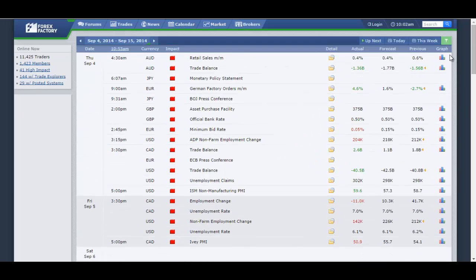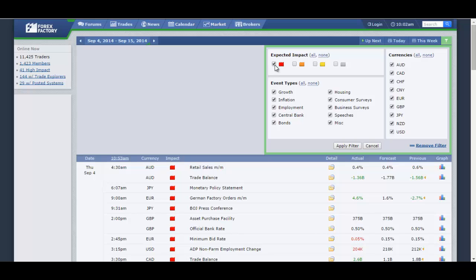You can easily do that by filtering out minor announcements and selecting only the high impact. You can also filter out whether you want to do growth, inflation, employment. All of those options are here, even limiting the currencies that you're only trading on, like US dollar or Japanese yen, or everything that you have here you can filter.